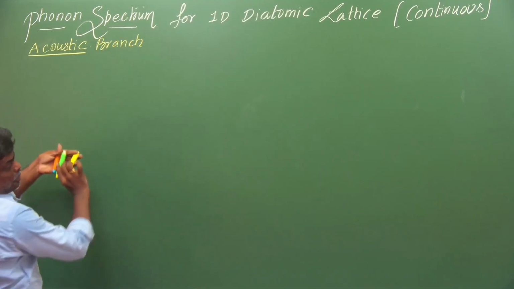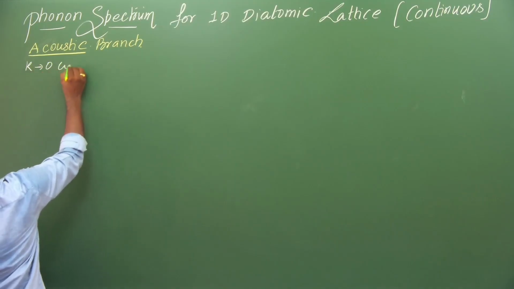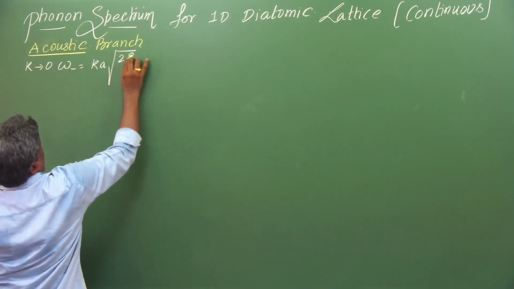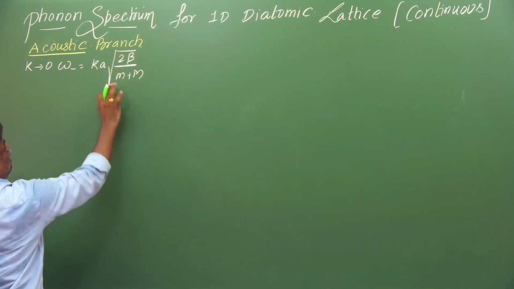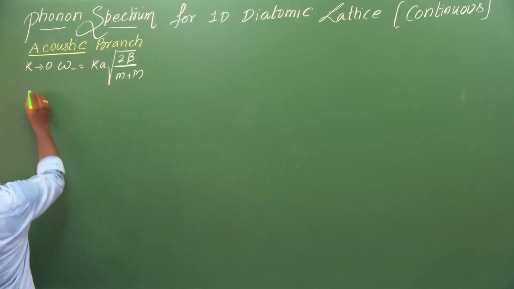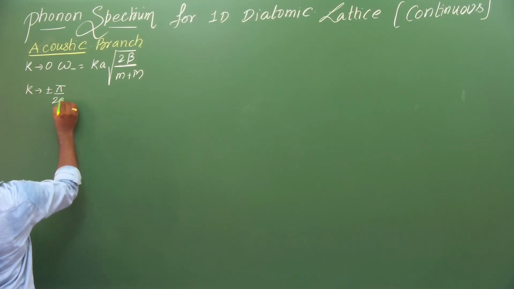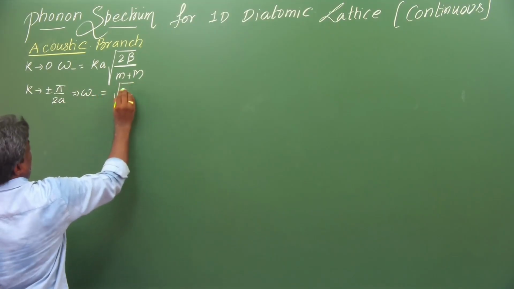So just now I got, could you please tell me what is acoustic? K tends to 0, what is omega minus, come on say. After that sound intensity decreased. Next, K tends to plus or minus pi by 2a, zone boundary, omega minus equal to under root.